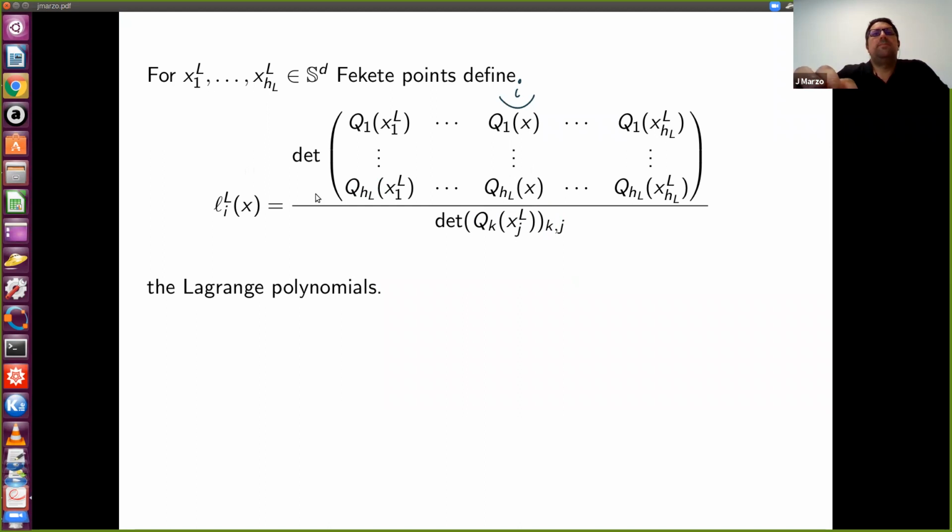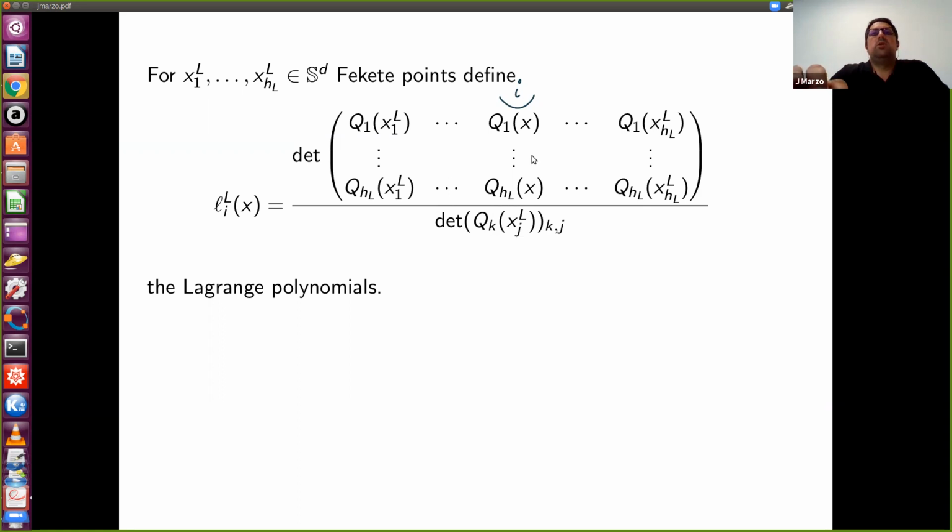And here on top, I have the same thing, but I changed this i column. So this is to define the polynomial L sub i. And I replace this x_i here by just an x. So this is just replacing x_i by x. This is a polynomial in P_L, because these Qs are bases in P_L.